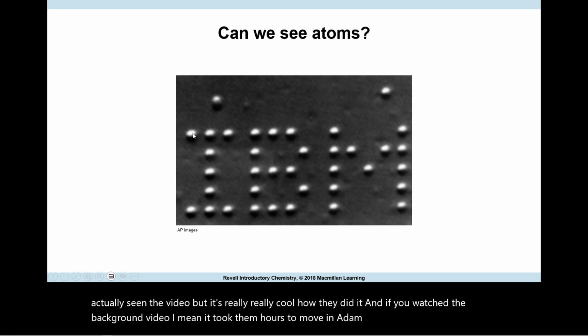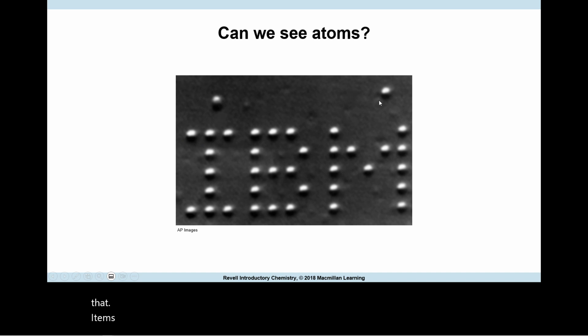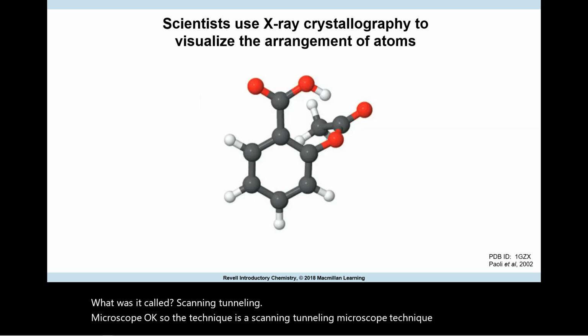Now, these atoms are underneath a thin sheet of metal. It's not like the atoms are popped out, just hanging out. And so this is a still picture of them. What was it called? Scanning tunneling microscope. So the technique is like a scanning tunneling microscope technique. So look that up.